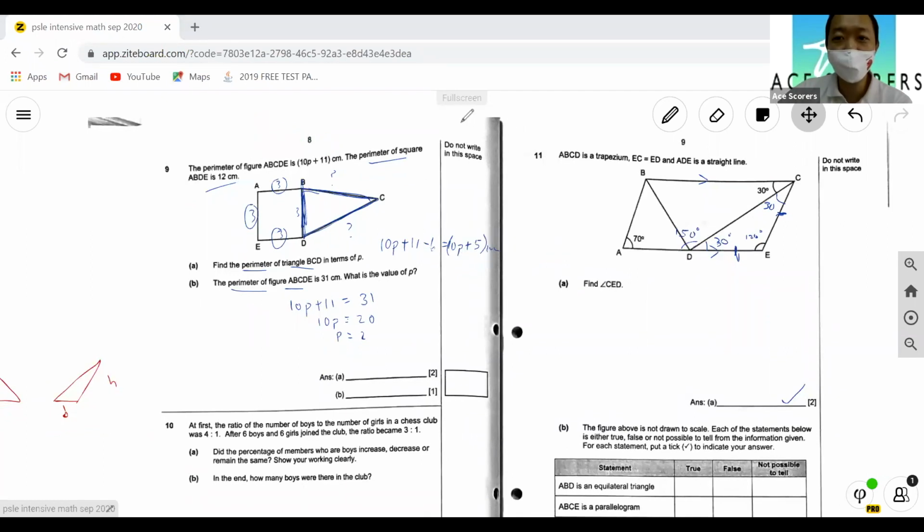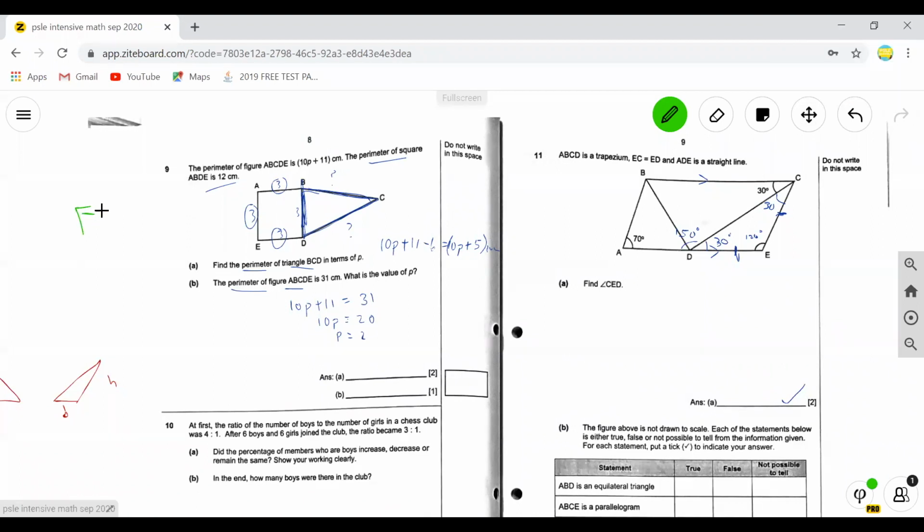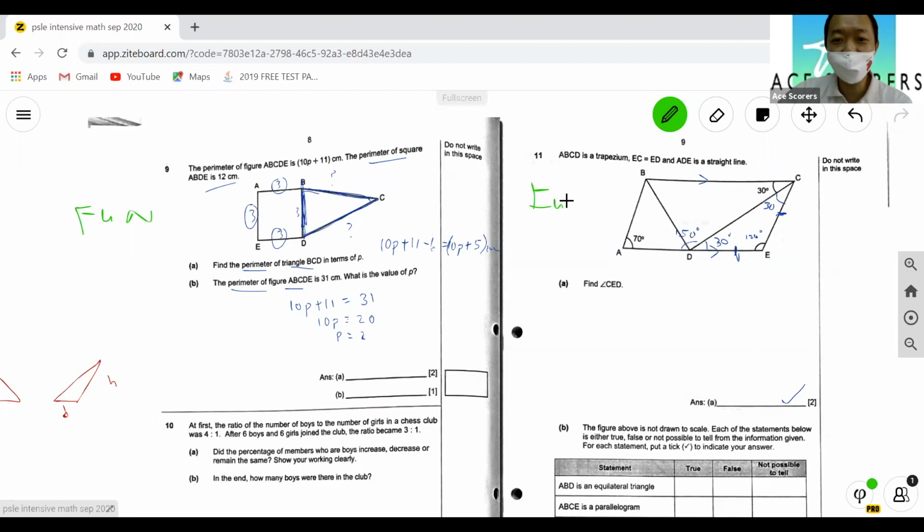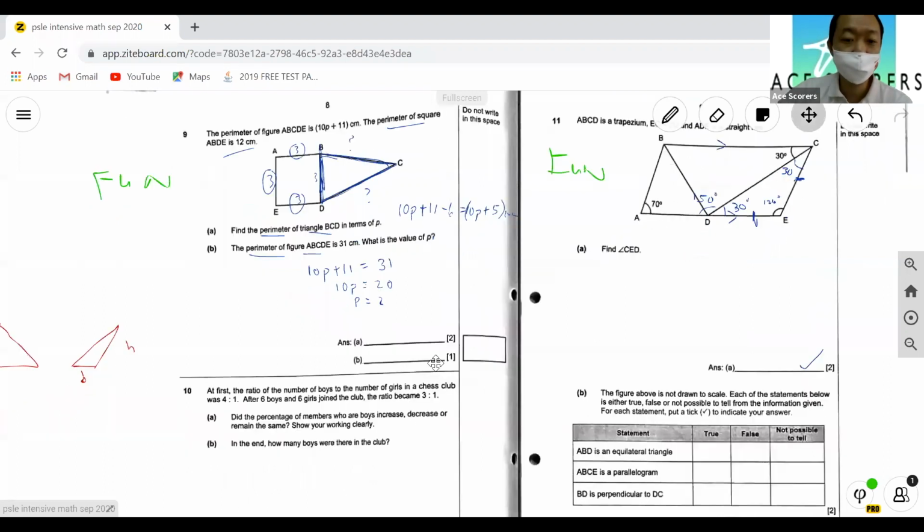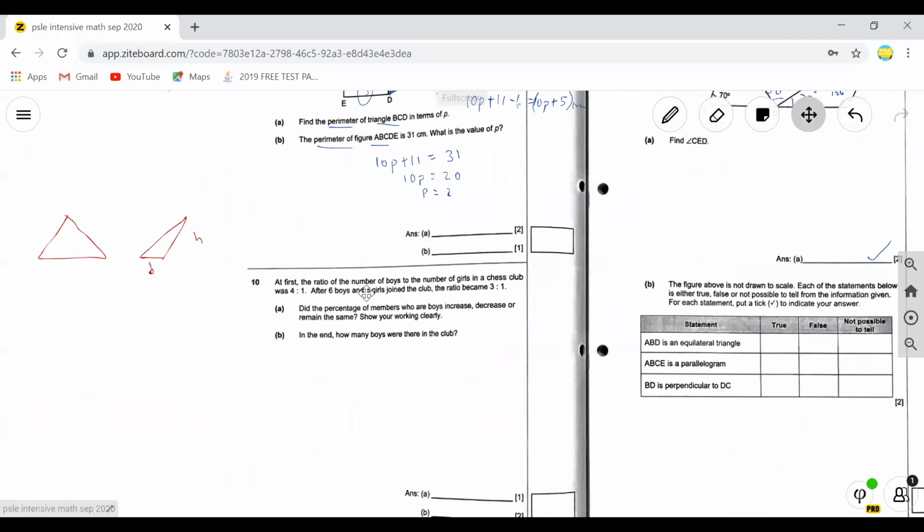Okay, let's continue our journey to find the heuristic. So this is fun. Strawberry one. It's also fun. Can you see how many fundamental ones there are?